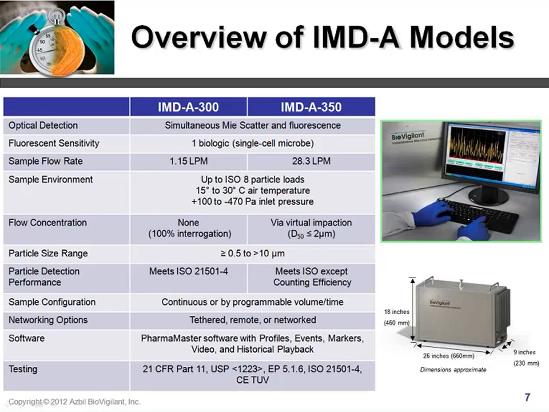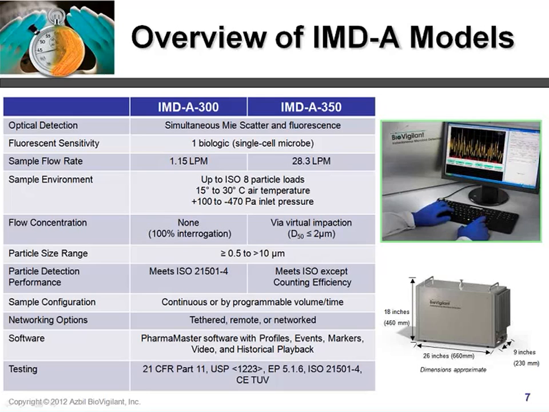To achieve that flow rate, the IMDA 350 system incorporates a flow concentrator which uses virtual impaction. This is the technique akin to the physical impaction method for traditional air samplers. So many of you are probably familiar with the traditional air samplers that use an agar plate. It sucks in air, all the microbes and particles get impacted onto the agar plate, and that's what's put into an incubator to try and detect the microbes. So the technique we use is similar to that in terms of impaction.